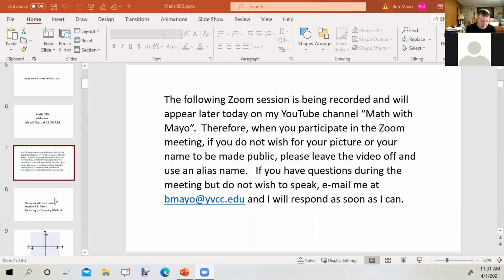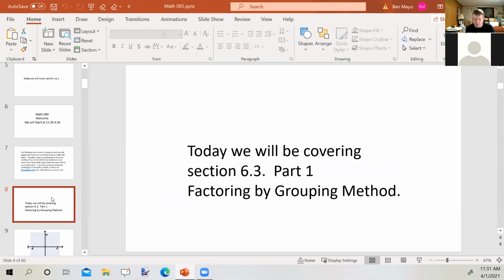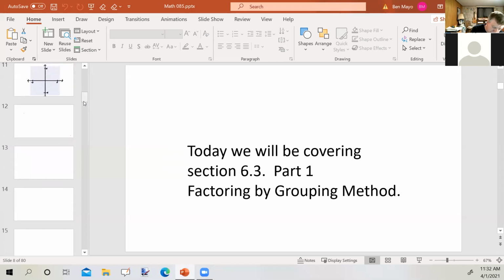All right, so today we're going to go on to section 6.3. We're going to spend 2 days on it. Today we're going to look at factoring by grouping, and tomorrow we'll look at a different method of doing the same thing. But before we do that, do you have any questions from yesterday, from 6.2? Anything there you'd like to look at before we proceed? All right, I'll take that as a no.